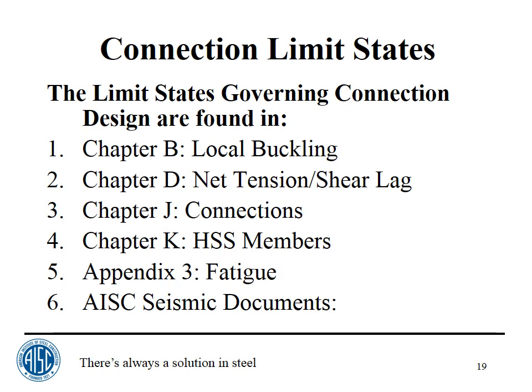So, limit states. In the specification, limit states governing connection design are found in these chapters. Chapter B covers local buckling, and there's also discussion in there of what a simple connection is. In Chapter D, we get into net tension and shear lag. There are other things in Chapter D, but that's what we'll be covering here. Chapter J is really the principal chapter on connections in the specification. Chapter K also has a lot of connections, but it's for HSS, and we will not be covering those specifically in this seminar, this webinar.